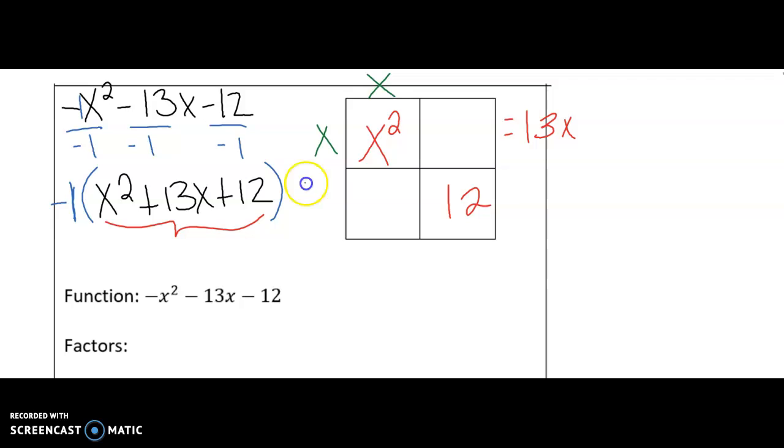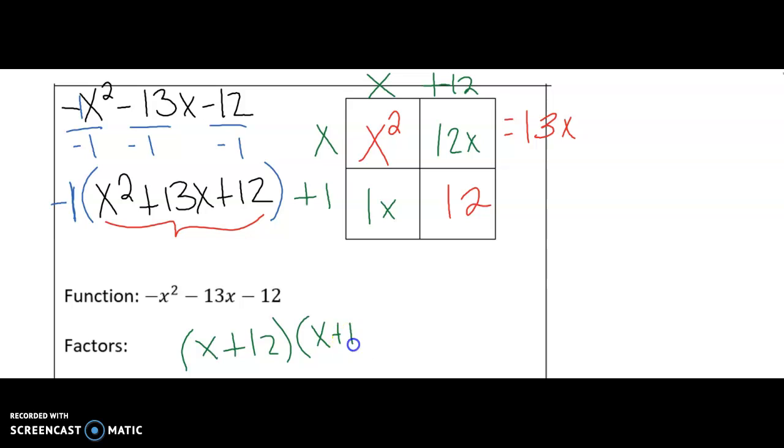All right, hopefully you gave it a try and you got positive 1 and positive 12. 12 times 1 is 12. 1x plus 12x equals 13x. Bam, got the answer. So we got x plus 12 and x plus 1. And then we have a -1 in the front. So there it is, fully factored.